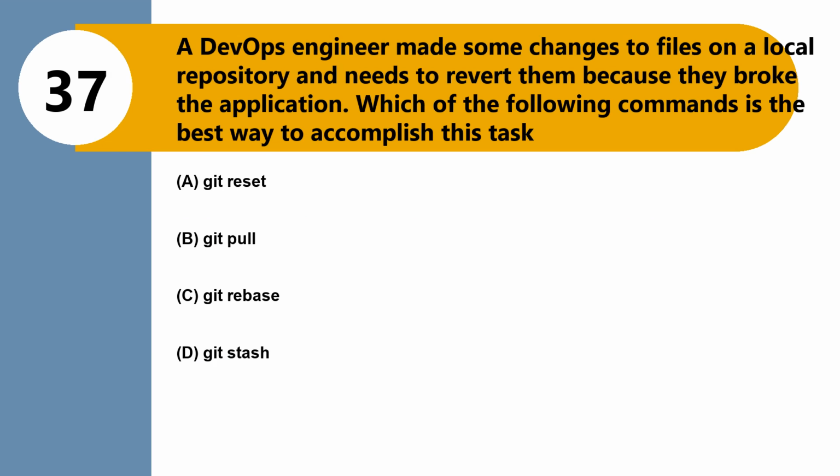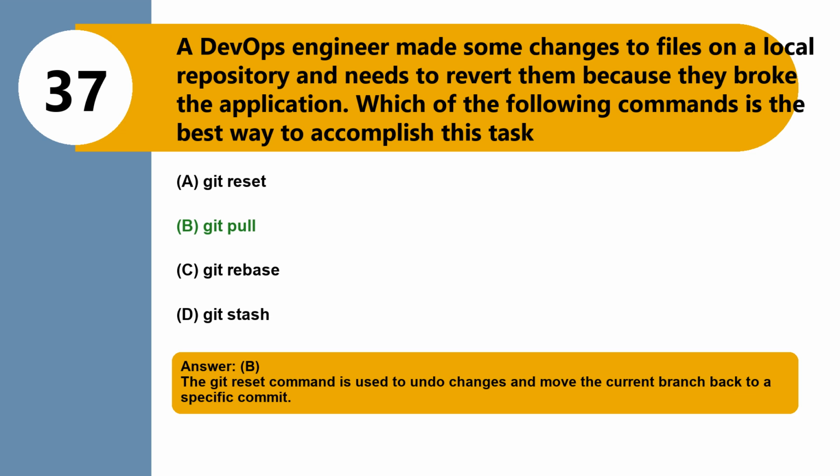Question 37. A DevOps engineer made some changes to files on a local repository and needs to revert them because they broke the application. Which of the following commands is the best way to accomplish this task? Option A, git reset. Option B, git pull. Option C, git rebase. Option D, git stash. The correct answer is option B, git pull.